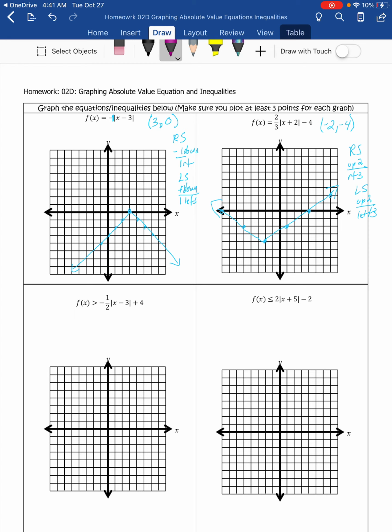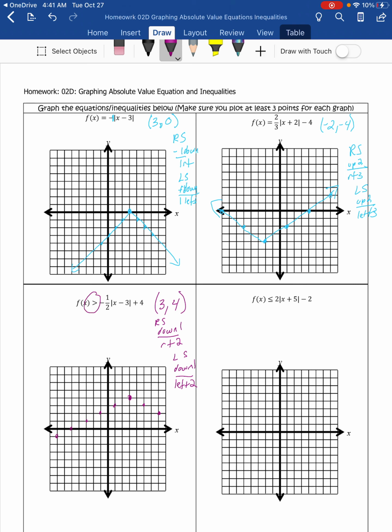This one's just a little bit different. We kind of have the same basic idea, the same basic setup. We just have to do something else to this. So my vertex is going to be 3, 4. My right slope is going to be down 1, right 2. My left slope is going to be down 1, left 2. It's going to be 3, 4. And I'm going to go down 1, right 2, down 1, right 2, and down 1, left 2, several times. I just want to have a lot of points to connect.